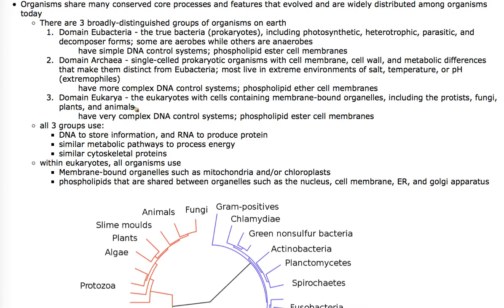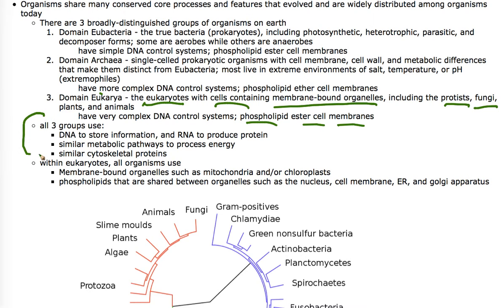The eukaryotes are us, I should say. They are organisms that have cells with membrane-bound organelles inside. This includes the protists, the fungi, the plants, and animals. And obviously we're in that group. We have very complex DNA control systems, and we have a phospholipid ester cell membrane in our cell membranes, like the bacteria do.